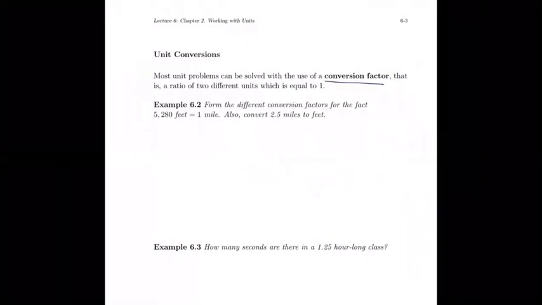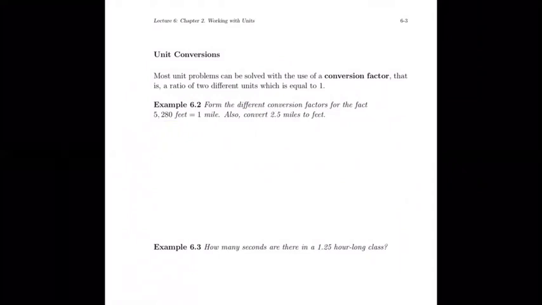it's essentially an identity, an equation. It's a ratio of two different units, which is equal to 1. Okay, so let's see a conversion factor before we really start trying to talk about what that is. So in the first example, we're asked to form the different conversion factors for the fact that 5,280 feet equals 1 mile. We're also asked to convert 2.5 miles to feet. Okay, so a few steps in this exercise, but the first thing we'll do is deal with a conversion factor.